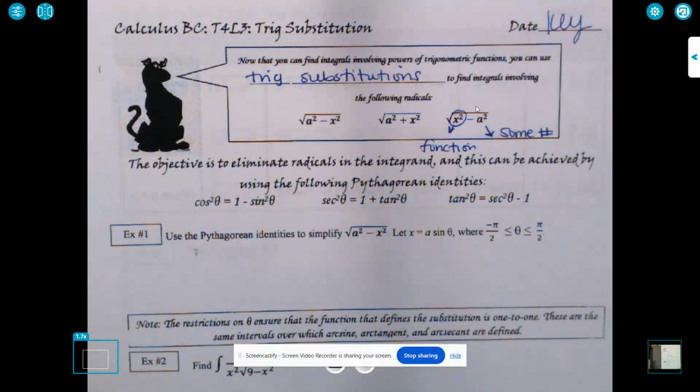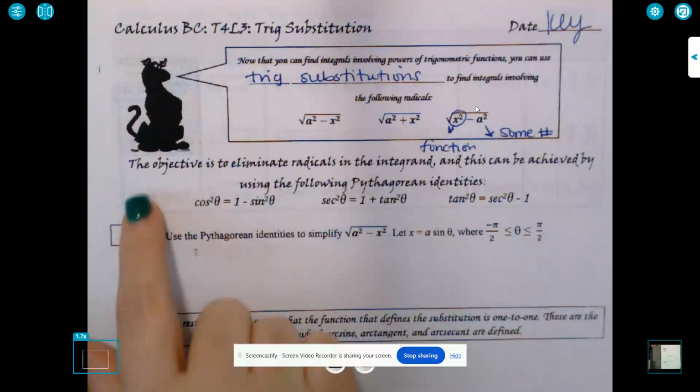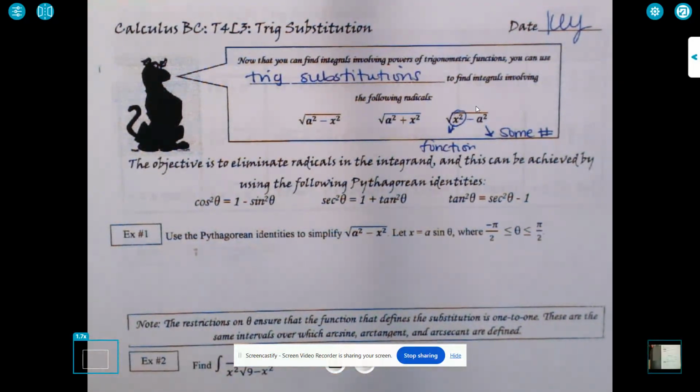Okay? And basically what we're going to do is use the objective to eliminate radicals in the integrand, and this can be achieved by using the following Pythagorean identities. Remember, the easiest way to eliminate a radical is if the term underneath it is a squared term. That's why we're using these, because whenever we take the square root of cosine squared, we end up with cosine. So kind of like power reduction in a way.